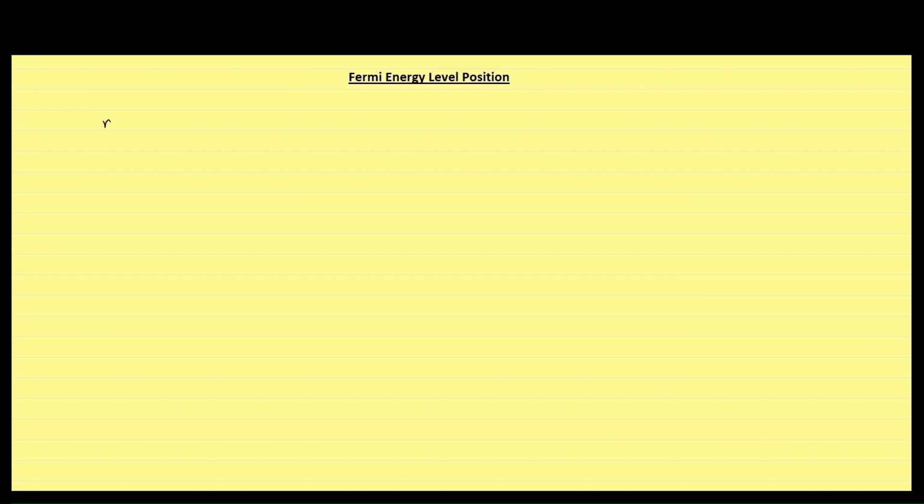We have free electron concentration N naught equal to... In this formula we have N naught, Nc, Ef, Ec and the temperature T. Providing any 4 parameters, the fifth parameter can be asked. Now we will rearrange this formula to find the position of Fermi energy in terms of other 4 parameters.